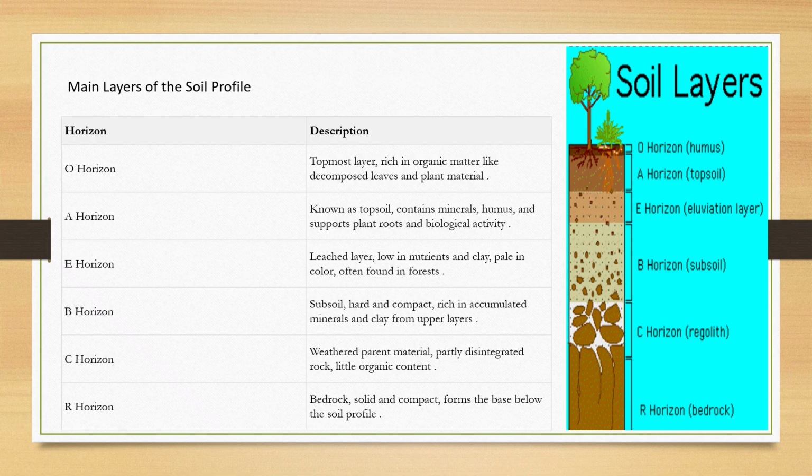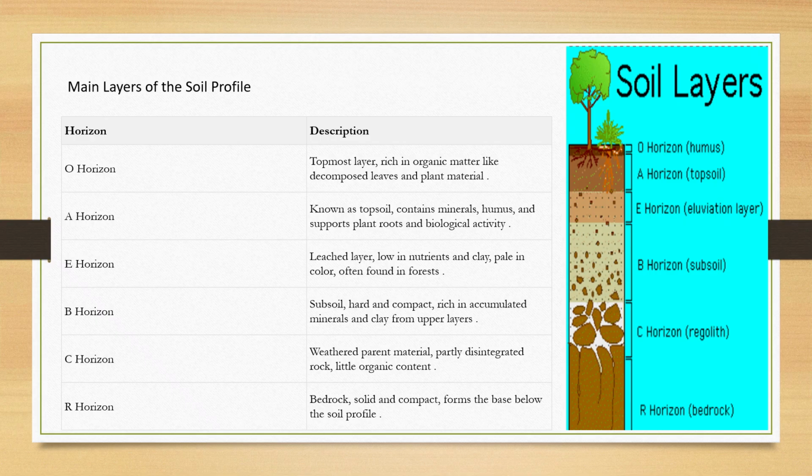Horizon E, which is commonly called the eluviated layer, is the zone of maximum leaching or eluviation. Clay, iron, aluminum oxides, and organic matter have been washed out in this layer, leaving behind a concentration of resistant minerals like quartz. It is usually lighter in color than A or B, and often found in forest soil.